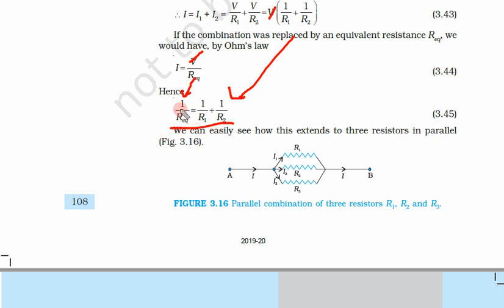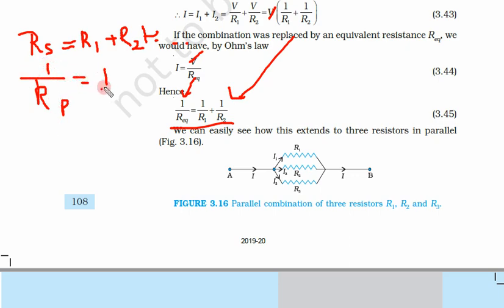I prefer the words RS, that means series, and RP, instead of R equivalent because it is confusing. So what we had, RS was R1 plus R2 and so on. What was RP? 1 upon RP is equal to 1 upon R1 plus 1 upon R2 and so on. So here we can see that for parallel, resistances are added in inverse. For normal series, resistances are directly added together.